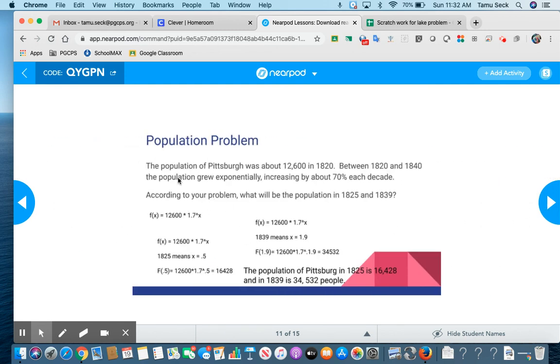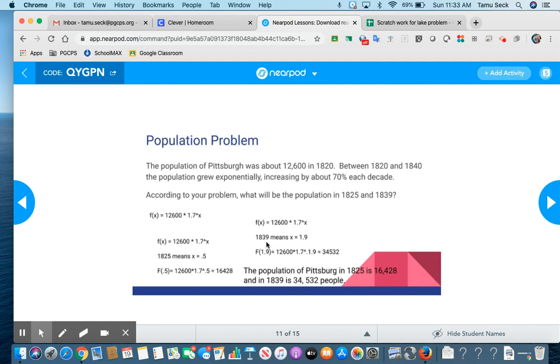Okay, the next question is, according to your problem, what will the population be in 1825 and 1839? So let's start with our function. Our function is f of x is equal to 12,600 times 1.7 to the x power. So 1825 means 0.5 because remember, we're starting at 1820 and we're counting every 10 years. So 1825 is half of 10 years, so it's 0.5 away. So we're going to substitute 0.5 into the function. So f of 0.5 is equal to 12,600 times 1.7 to the 0.5 power.